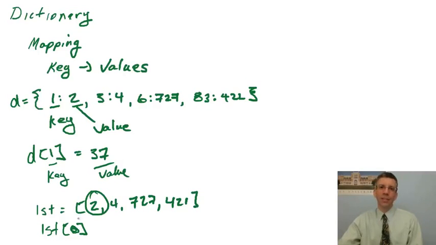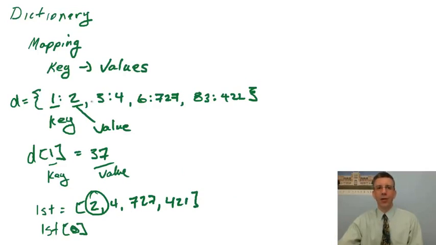Okay, what's the difference? In a list, the indices are fixed, right? The first element is 0, next one's 1, then 2, then 3. If I use append operations, I'll get 4, 5, and 6. So the keys are always numeric in a list, and they always go in order. So I can use the list index function basically to get back the key, right? A dictionary has no such constraints.